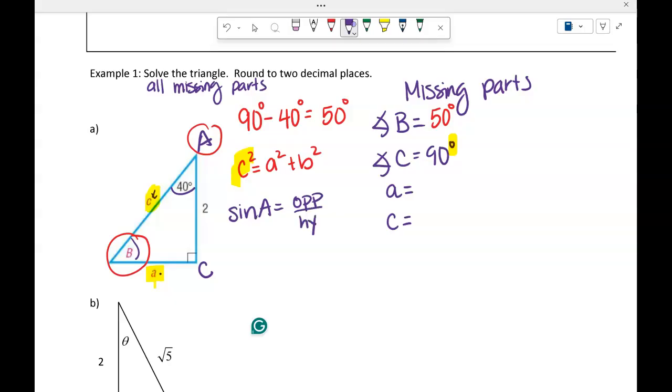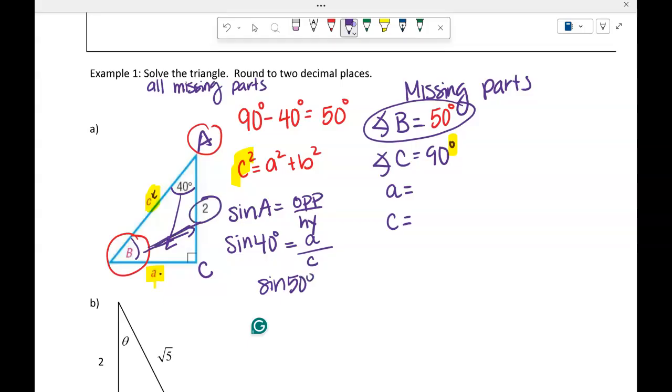Now the problem is, I do have sine of 40 degrees, okay? But your opposite leg is a, because opposite of 40 degrees is letter A, and hypotenuse is C. So currently you got two unknown values, so that's not possible to use sine of A. But what if, guys, we use sine of angle B? Remember, B is 50 degrees, so sine of 50 degrees equals opposite of B, which is 2, divided by hypotenuse, which is always C. So now we only have one unknown variable. This will allow us to solve, okay?